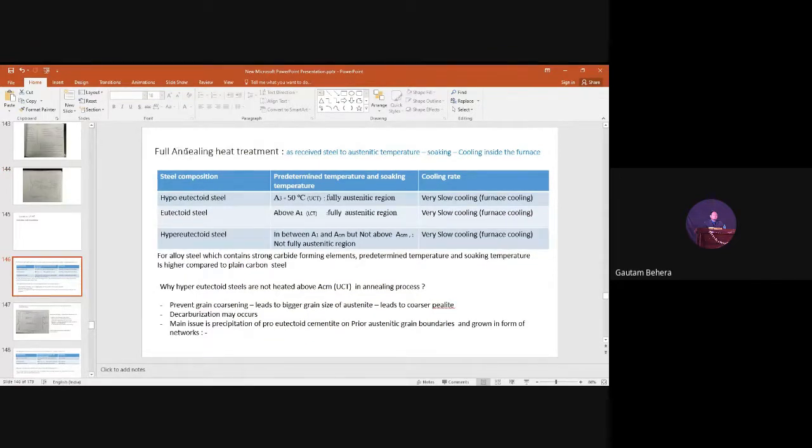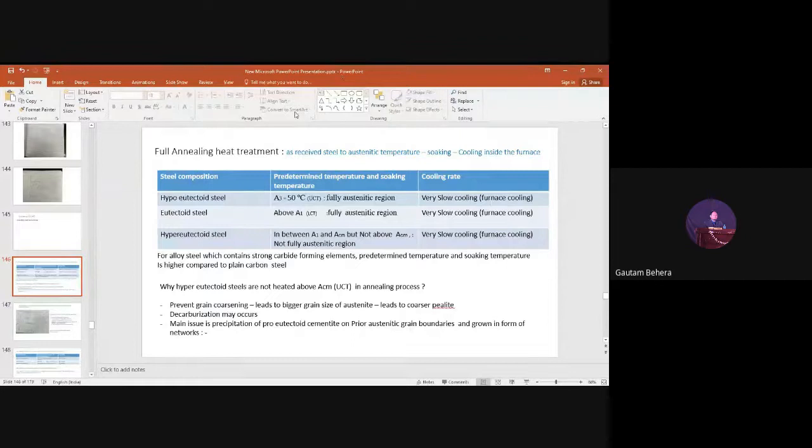So we can have various kinds of annealing heat treatment, but full annealing is one of them, which we'll discuss right now. So, full annealing heat treatment. If you remember the heat treatment cycle, we have basically three cycles, right? The first is the heating cycle, the second one is the holding, or soaking cycle, and finally we have a cooling cycle, right?